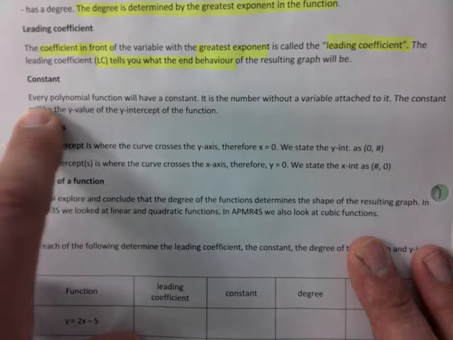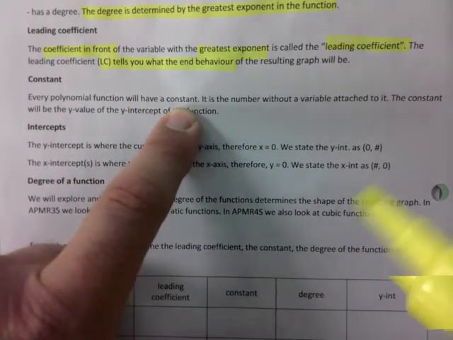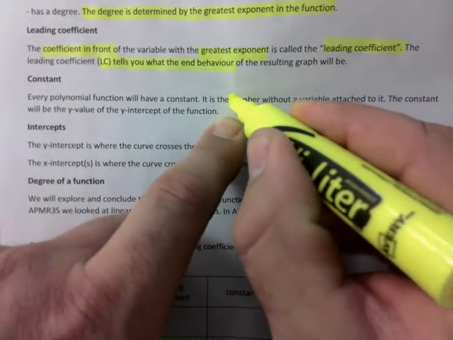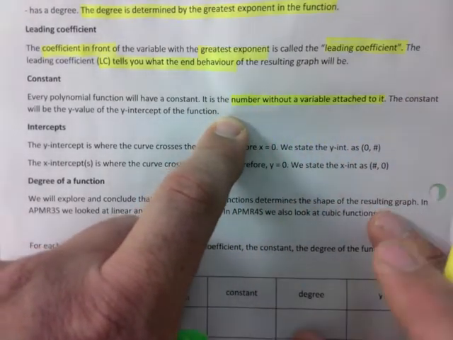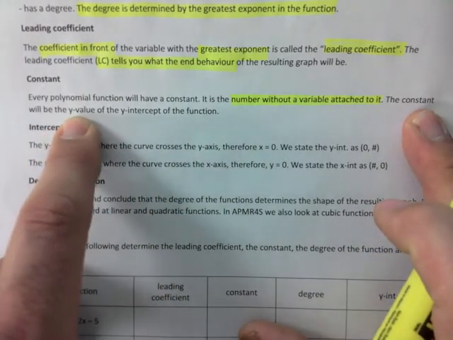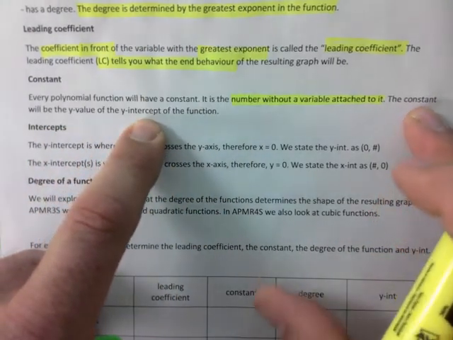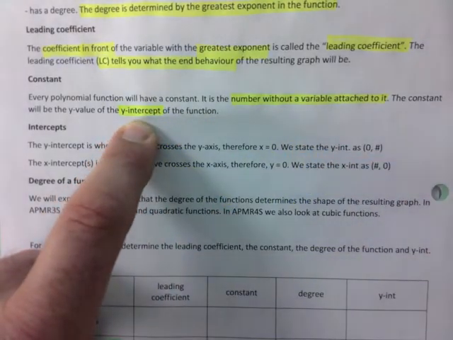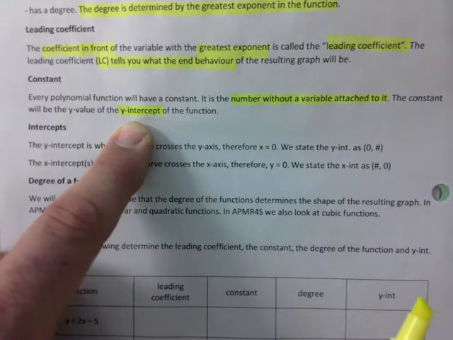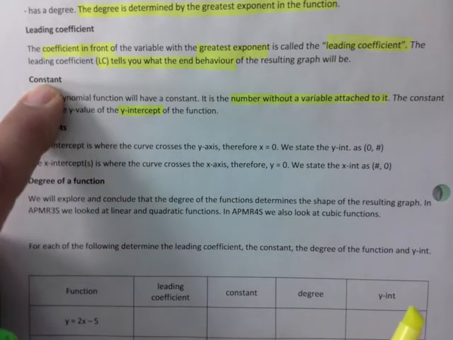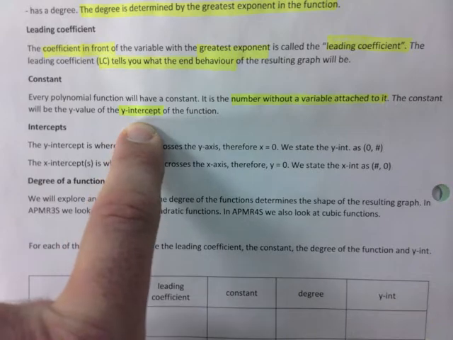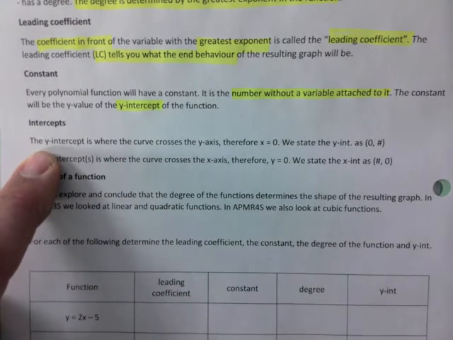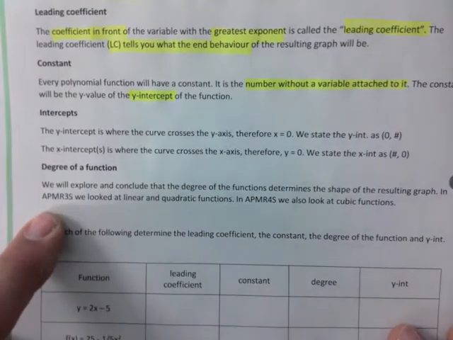Constant. Every polynomial will have a constant. Okay, it is the number without a variable. Okay, so it's the number without a variable attached to it. The constant will be the y value of the y-intercept. So I just want you to know that the constant gives you, right? That constant gives you the y-intercept. I will do that more, like I will label it as I do some of the functions, so don't worry about it too much.